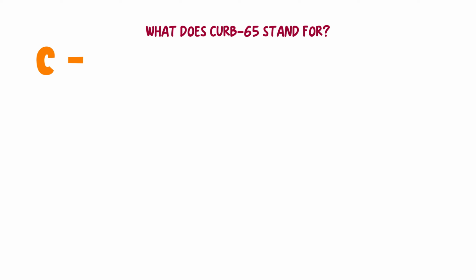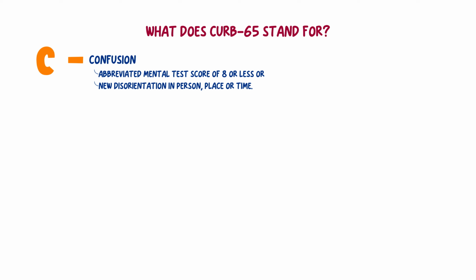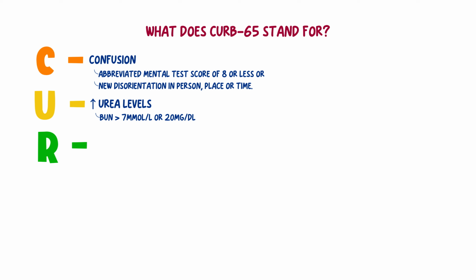The letter C stands for confusion, indicated by an abbreviated mental test score of 8 or less, or new disorientation in person, place, or time. The letter U stands for urea levels, specifically a blood urea nitrogen greater than 7 millimoles per liter or 20 milligrams per deciliter. The letter R represents an increased respiratory rate, defined as 30 breaths per minute or more.